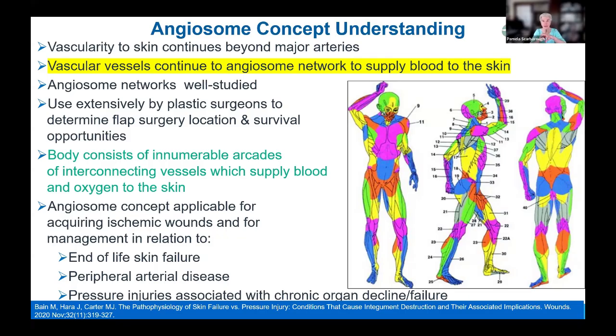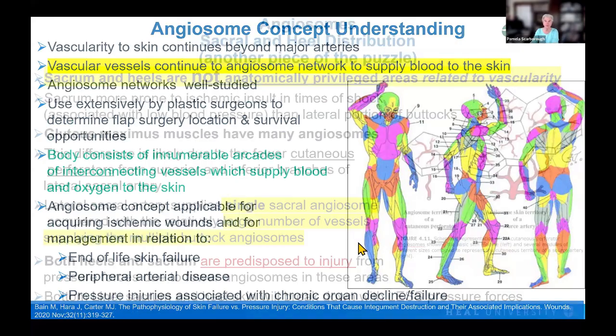Most of us don't know that. It's not the capillaries, it's the angiosomes. It's used extensively by plastic surgeons to determine how they're going to do their flap surgery and the survival opportunities. The body has these innumerable arcades of interconnecting vessels which supply the blood and oxygen to the skin. And this angiosome concept is applicable for acquired ischemic wounds, for the management of end-of-life wounds, peripheral arterial disease, and pressure injuries associated with chronic organ decline and failure.